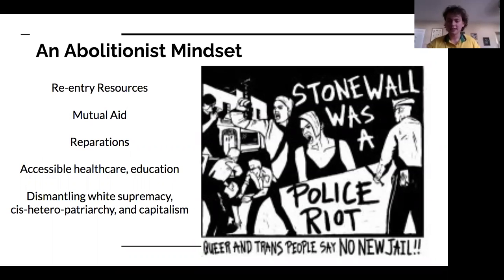And so, yes, trans and queer people are more likely to experience violence in prison, but prisons themselves are inherently violent places. And so we don't just want to get trans and queer people out of solitary confinement, we want to get everyone out. And we don't just want trans people to get necessary health care. Everyone deserves health care in prison and also out of prison. And so some examples of abolitionist work include reentry resources for people coming out of prison and jail, mutual aid, reparations, accessible healthcare and education, and of course, dismantling white supremacy, cis heteropatriarchy, and capitalism.